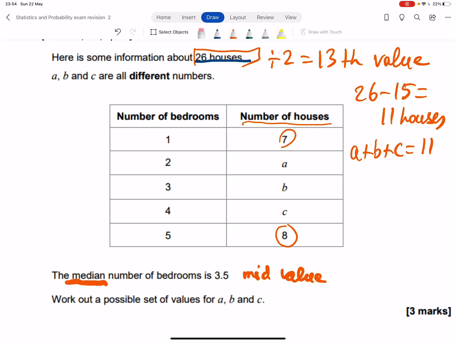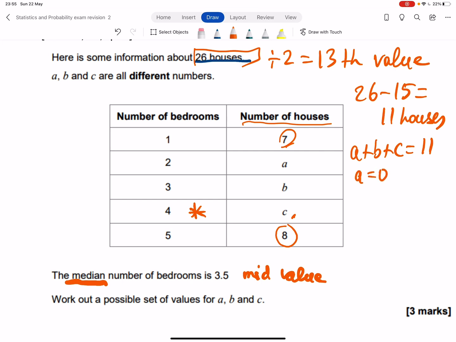That value should be when it says 4 bedrooms. So this is halfway between the numbers. So that means when we add these numbers up from 7 for A, for B, and C, and 8, so that C should be midway between all the houses, all 26. So we can go for some trial and error here.